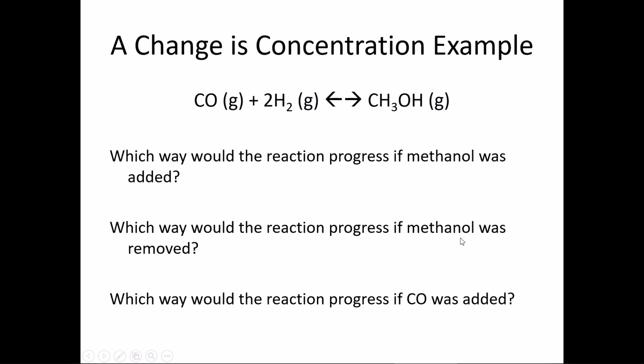What if methanol was removed? So instead of adding it, what if I take it away? Removing the methanol will cause the reaction to shift to the right toward the methanol, because we have to replace what was taken away. So our reaction will make more product. What about adding CO? If I add a reactant, my reaction will shift to the right to use up the excess reactant to make more product.